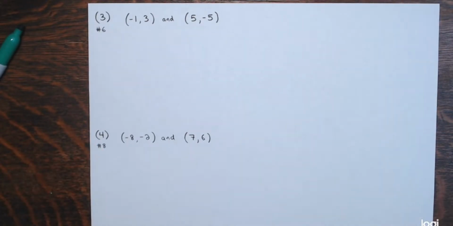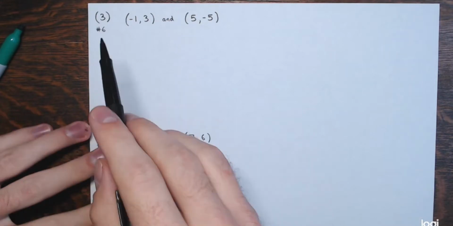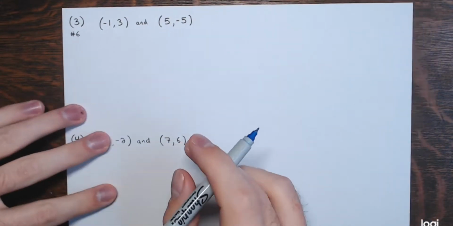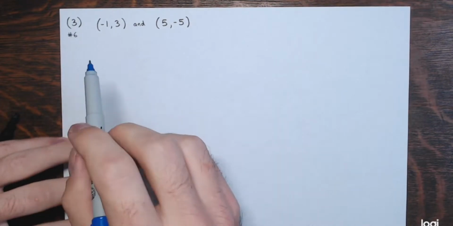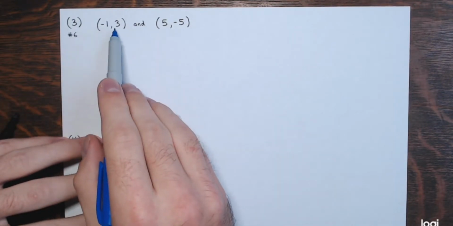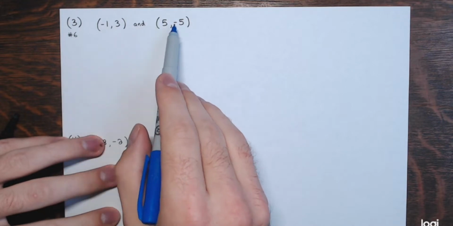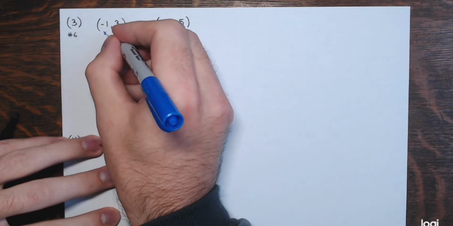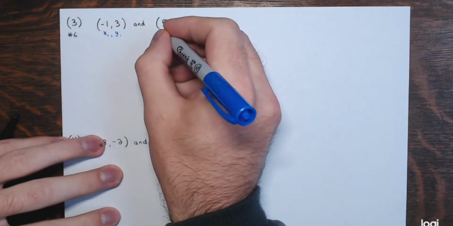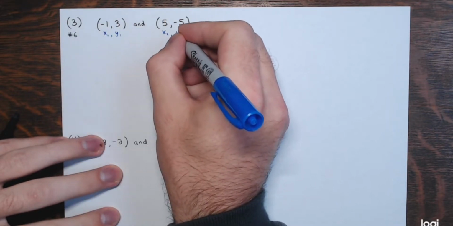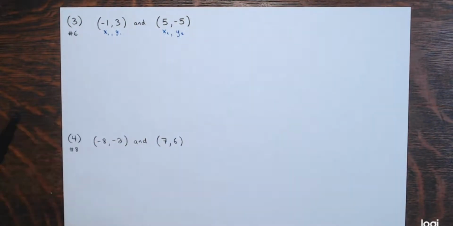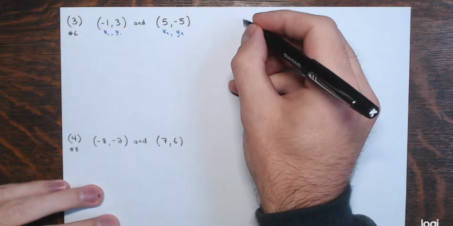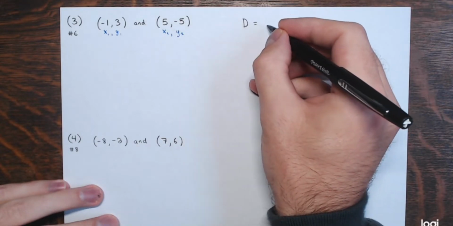All right, example 3, exercise 6 from the text. So again, I'll label the coordinates of these points. We're asked to find the distance between -1, 3 and 5, -5. So again, this is x1, y1 for the first point, x2, y2 for the second point. Alright, and the distance between them is equal to big square root.